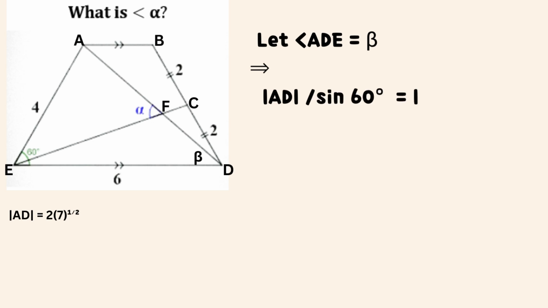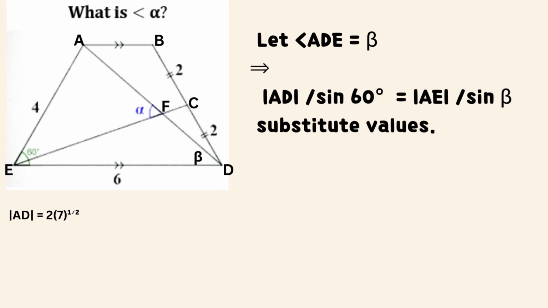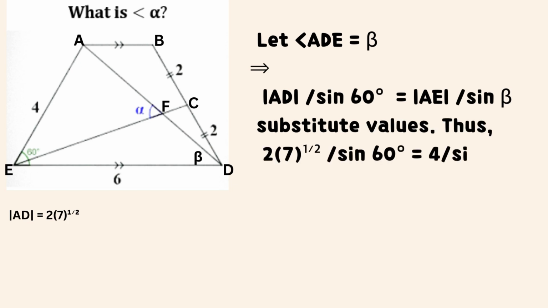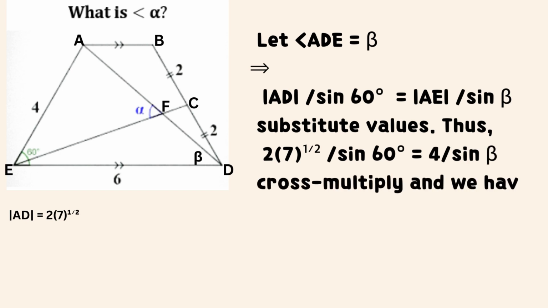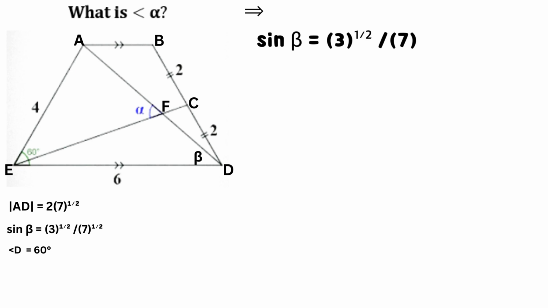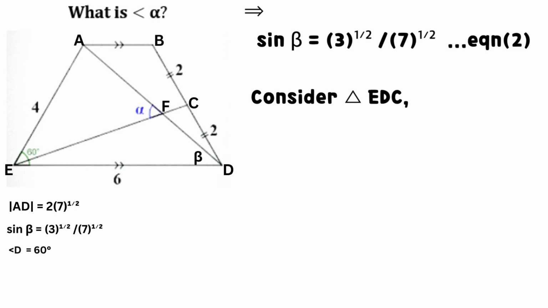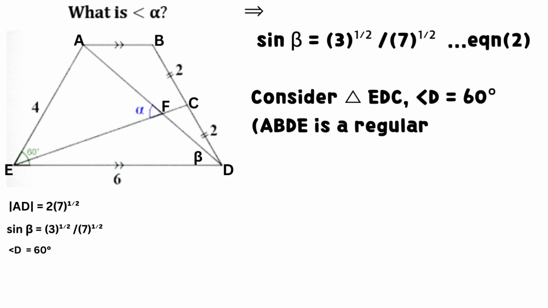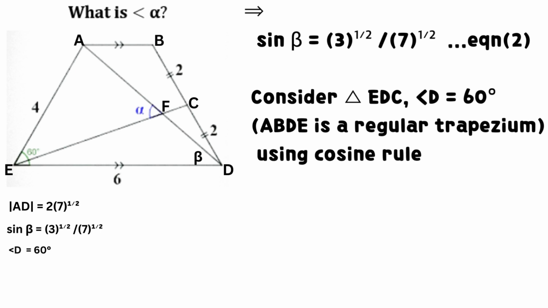Let angle EBD equal beta. This implies that AD divided by sine 60 degrees equals AE divided by sine beta. Substitute values. Thus, 2 times the square root of 7 divided by sine 60 degrees equals 4 divided by sine beta. Cross multiply, and we have that sine beta equals the square root of 3 divided by the square root of 7 after simplification. Thus, sine beta equals the square root of 3 divided by the square root of 7. We call it equation 2.